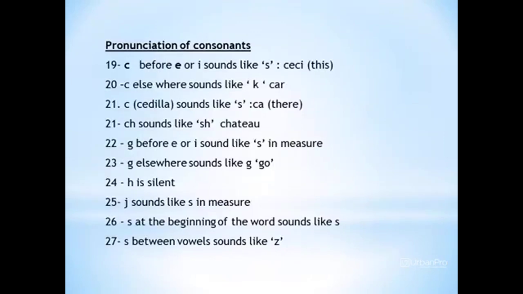Now let's quickly get through the consonants. We have different sets of consonants in the French language. The 19th one is the simple C, but it is sounded differently before E or I. Before E or I it sounds like S, as in "sasse". So we have C between E or I. The 20th C is like in "car": the C sounds like K.